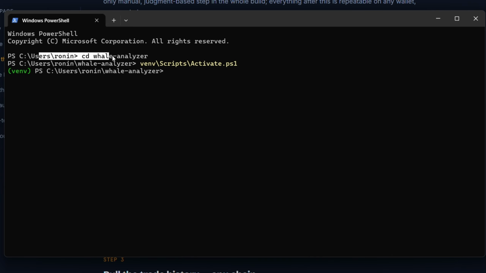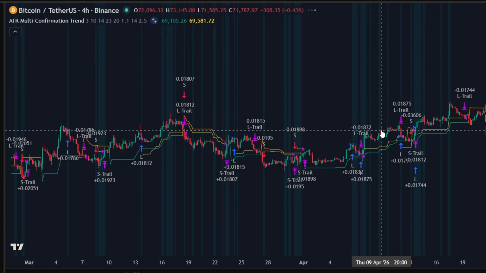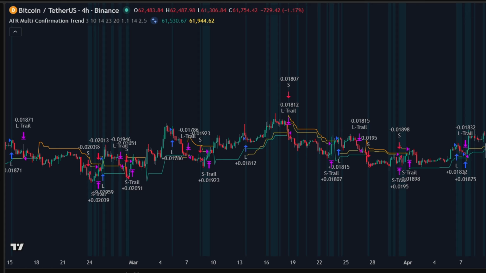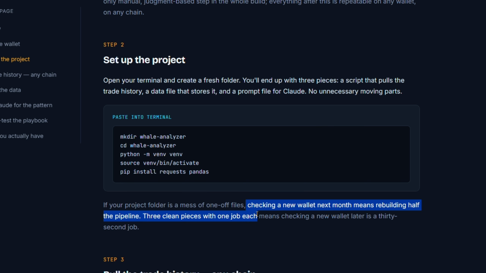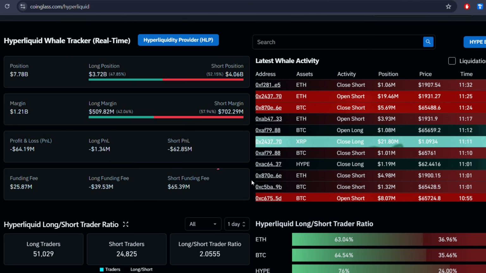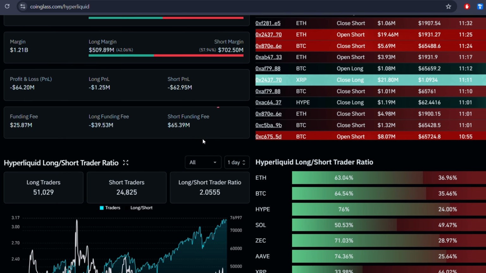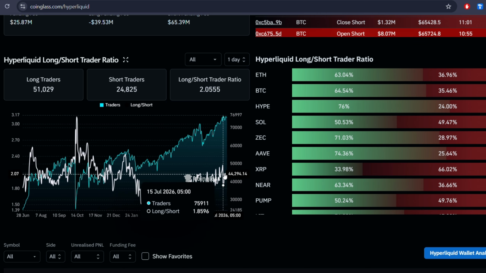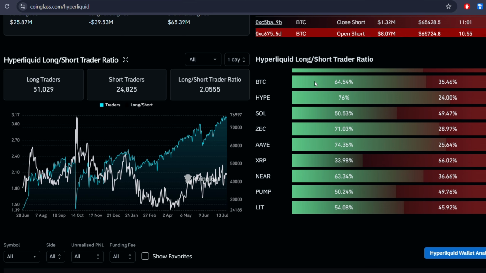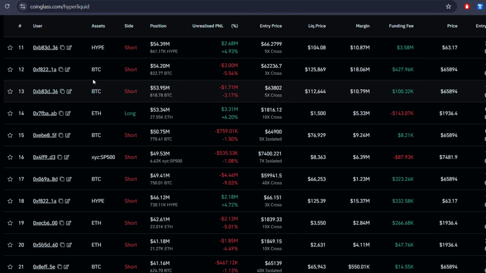No unnecessary moving parts. This is worth slowing down on for a second because it's the difference between a build that works once and a build you can actually reuse. If your project folder is a mess of one-off files, every new wallet you want to check means rebuilding half the pipeline from scratch. If it's 3 clean pieces with one job each, checking a new wallet next week, even on a completely different chain, is a 30-second job. Boring setup now saves you the rebuild later.